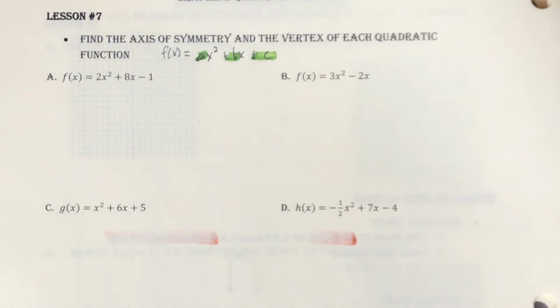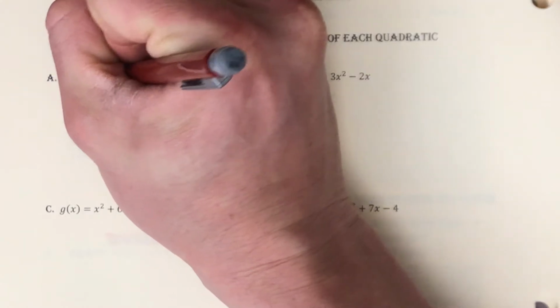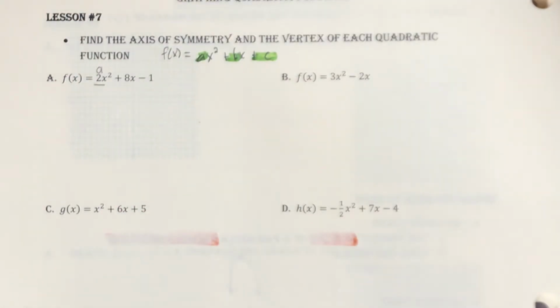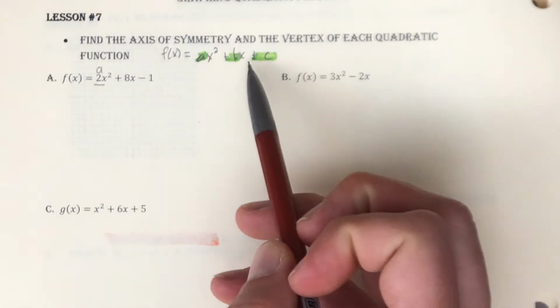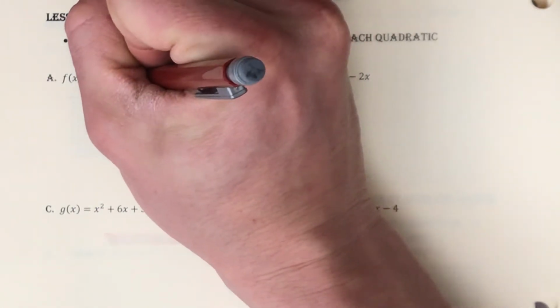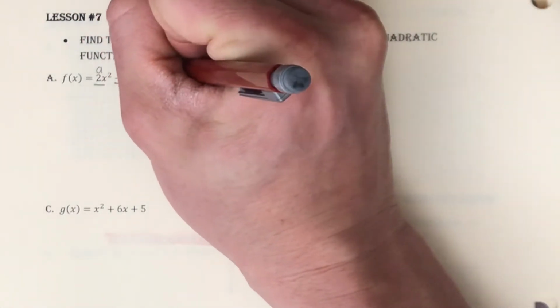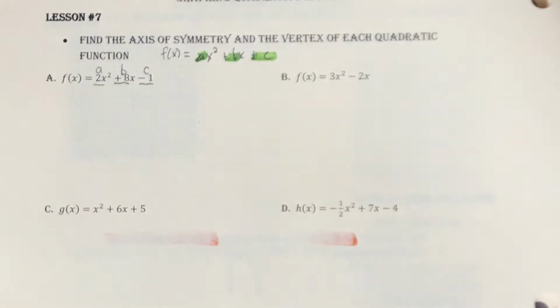On example A, we've got f of x equals 2x squared plus 8x minus 1. So what is my A? Well, my A is always found in front of the x squared, so this would be my A right here, positive 2. What's my B? B is always found in front of the x, and it is a positive 8. And then what is my C? Well, it's at the end, including its sign, so negative 1 is the C.